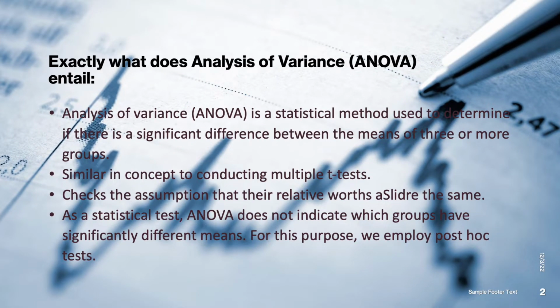What does Anova, analysis of variance, entail specifically? To test for statistical significance between the means of 3 or more groups, analysis of variance, Anova, is employed. This method is conceptually similar to running numerous t-tests. It provides a check on the presumption that their values are comparable. To what extent groups differ in mean is not revealed by the Anova statistical test. Post hoc analyses are used for this purpose.